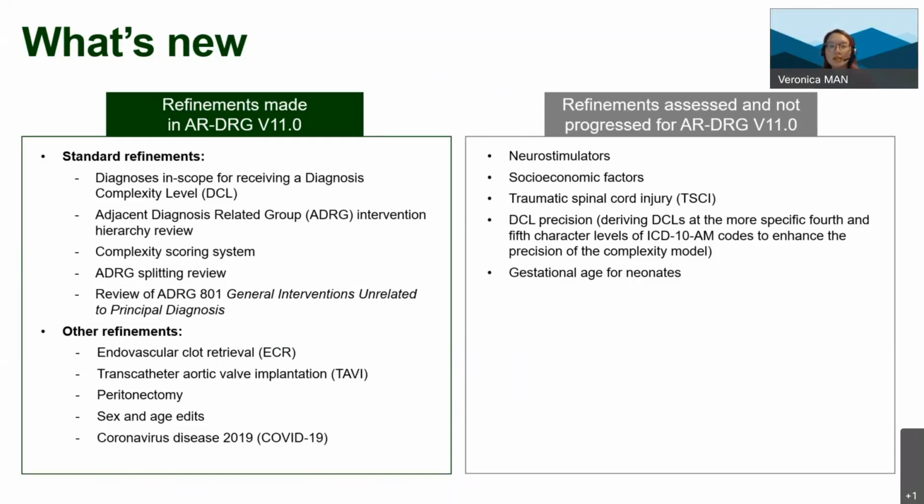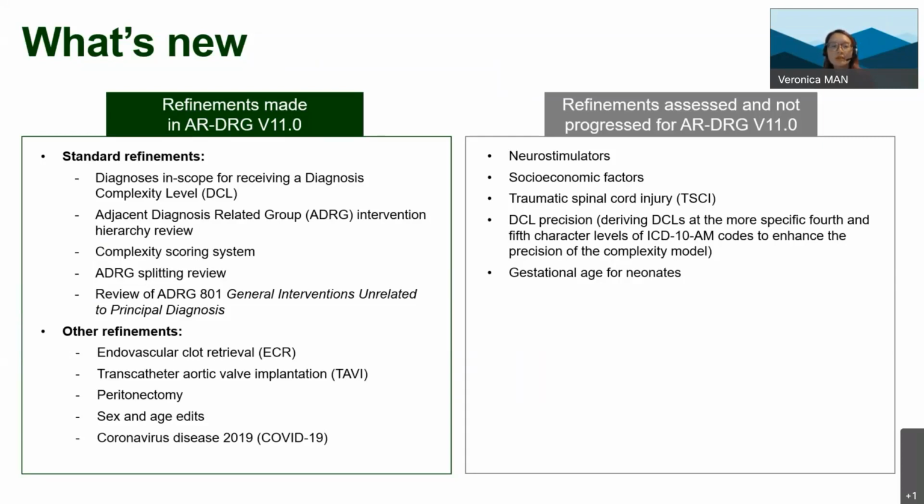We've also reviewed the adjacent diagnosis-related group AR-DRG intervention hierarchy order and updated the complexity scoring system using the latest activity and cost data. We have reviewed the splitting of AR-DRG into DRGN classes based on complexity score and occasionally other factors such as length of stay, separation mode, and patient's age. And finally, we have reviewed the episodes that group into AR-DRG 801, general interventions unrelated to principal diagnosis, to determine more appropriate grouping where possible.